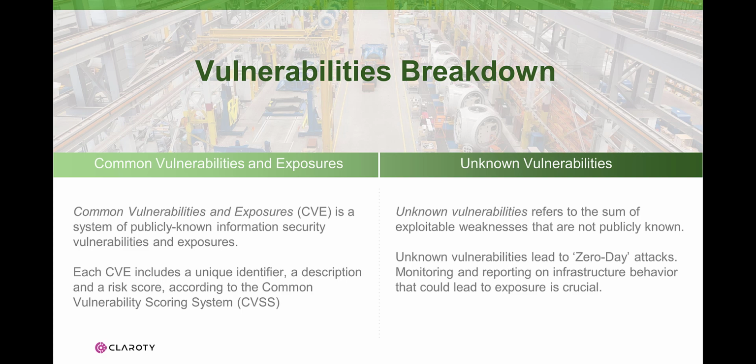Vulnerabilities can be classed into two subcategories. The first one is common vulnerabilities and exposures, better known as CVEs. CVEs are publicly known exposures and are available to view through many different online sources. Each CVE includes a unique identifier and contains a full description of what the vulnerability actually is, how to remedy it, and so on. Each CVE has a risk value assigned to it. Typically, this is recorded within the Common Vulnerability Scoring System, or CVSS.